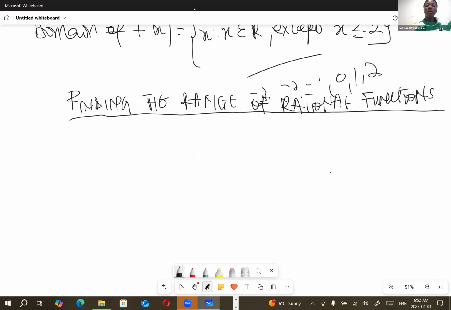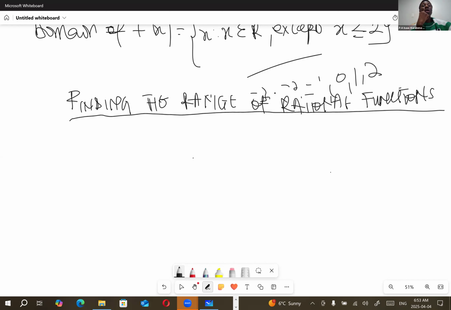Okay, guys, let's continue. Can we move on? The meeting is recorded, so I wouldn't like such interference. Finding the range of rational functions: we're looking at values that make the function defined. We are not looking at the zeros of the function. So how do we approach that?